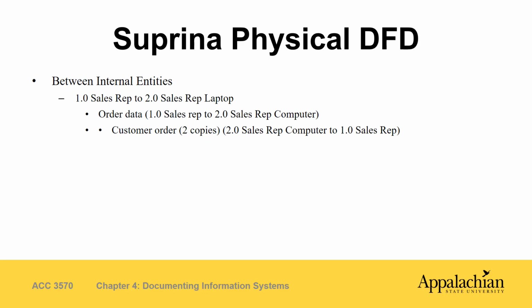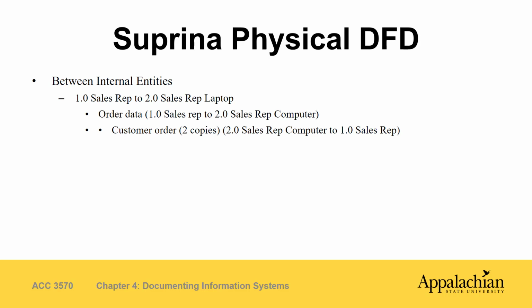Then the next thing I do, once I've done the external entities to the internal entities, is document the flows between the internal entities. So here you've got 1.0 sales rep to 2.0 sales rep laptops. You've got order data, 1.0 sales rep to sales rep computer, and then customer order 2 copies, the sales rep computer to the sales rep.